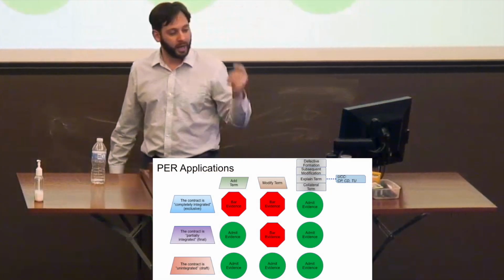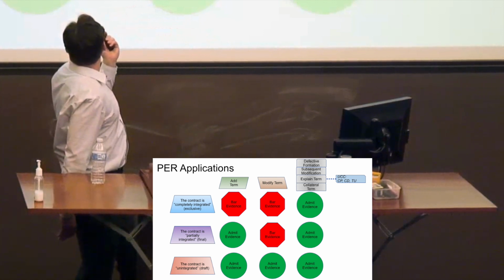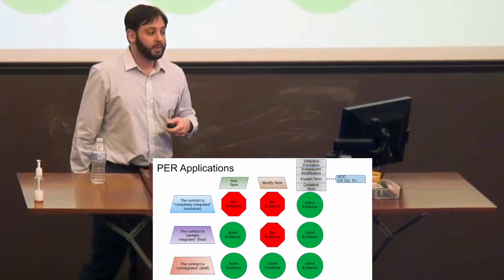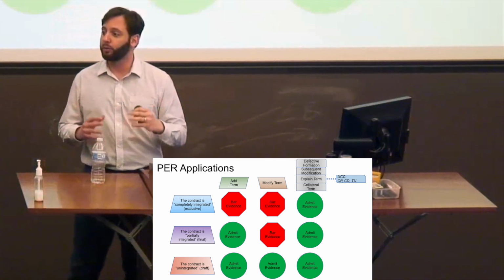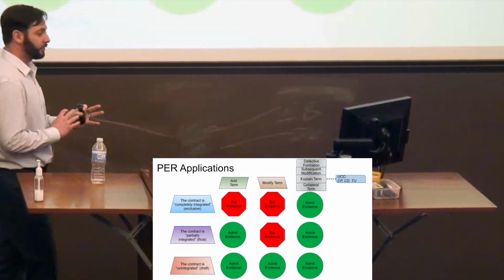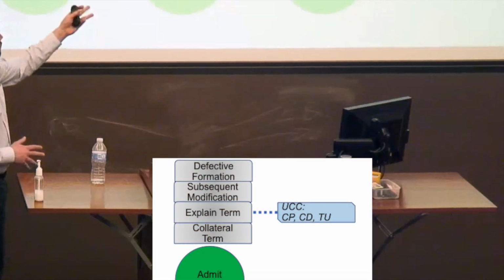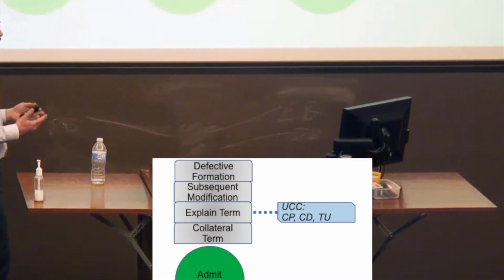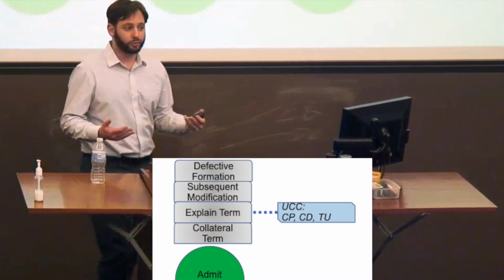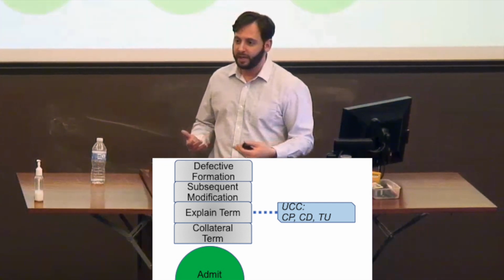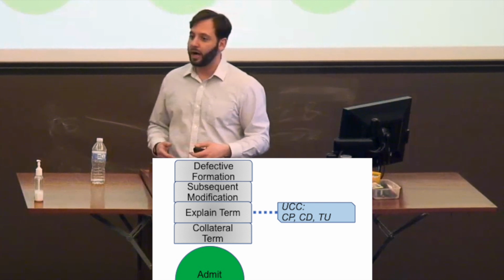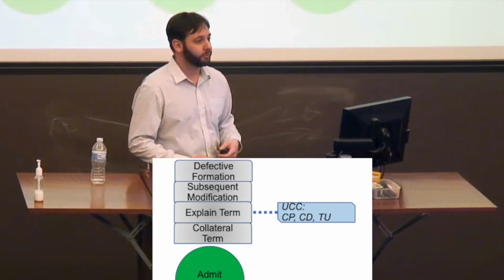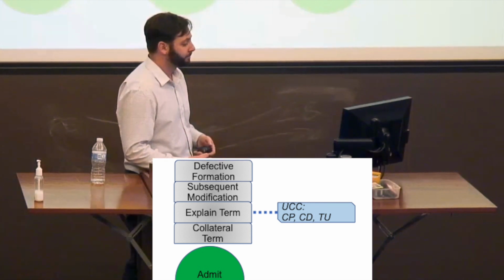If we find that we have a partial integration, then we would admit evidence that adds a term because it's not complete, it's merely final, but we will exclude evidence that contradicts a term. And of course, we will also admit evidence of defective formation, subsequent modification, evidence used to explain a patently ambiguous term, maybe evidence to show a latent ambiguity, and if it's a UCC contract, we will also admit evidence of course of performance, course of dealing, or usage of trade.